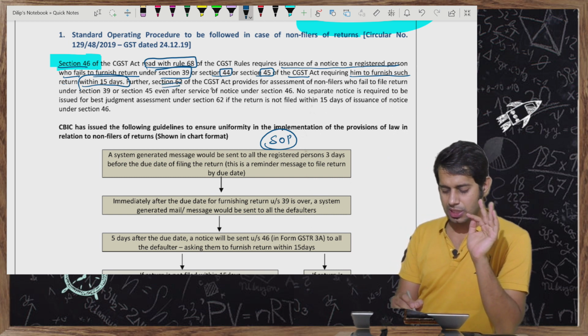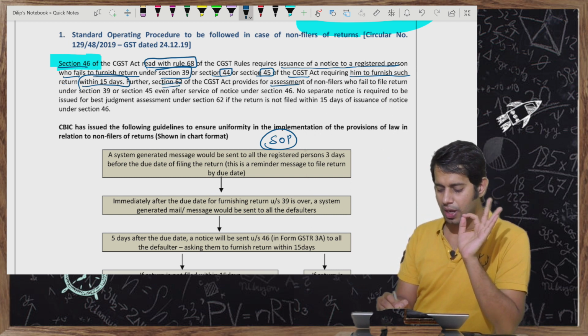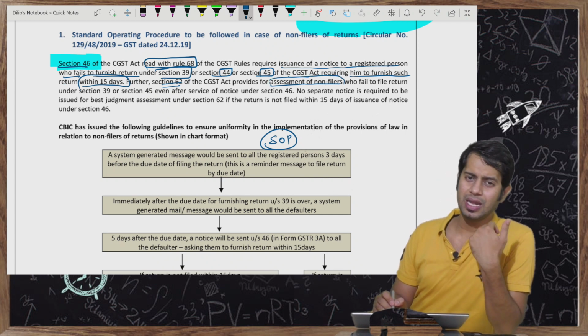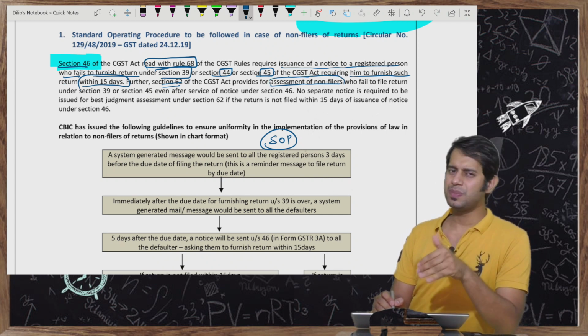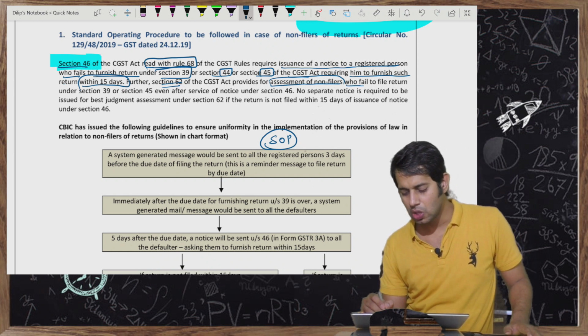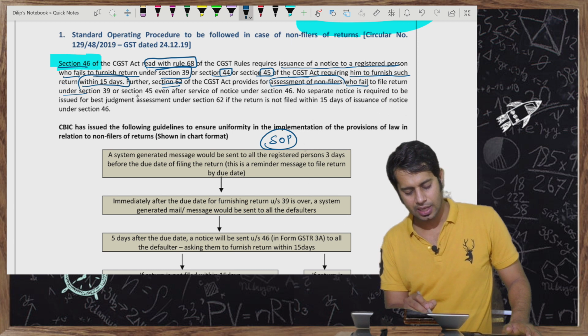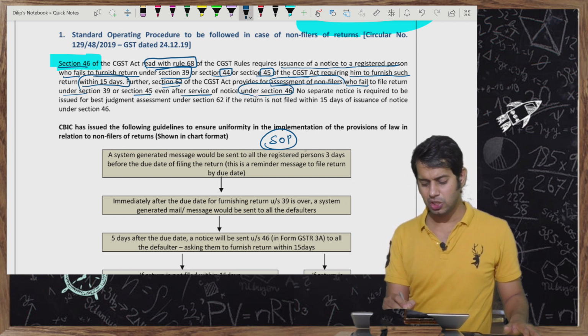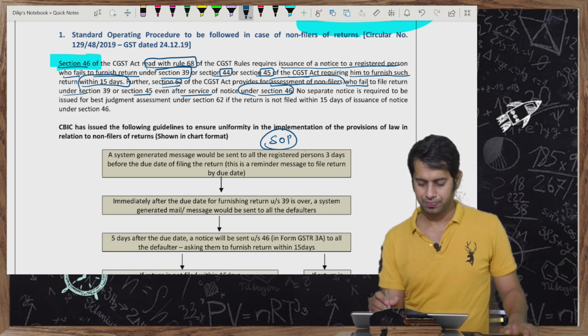Further, Section 62 of CGST Act provides for assessment of non-filers. What does Section 62 say? If return is not filed within the due date, assessment will be done by the officer himself. Assessment of non-filers who fail to file the return under Section 39 or 45, even after notice has been issued to them under Section 46.